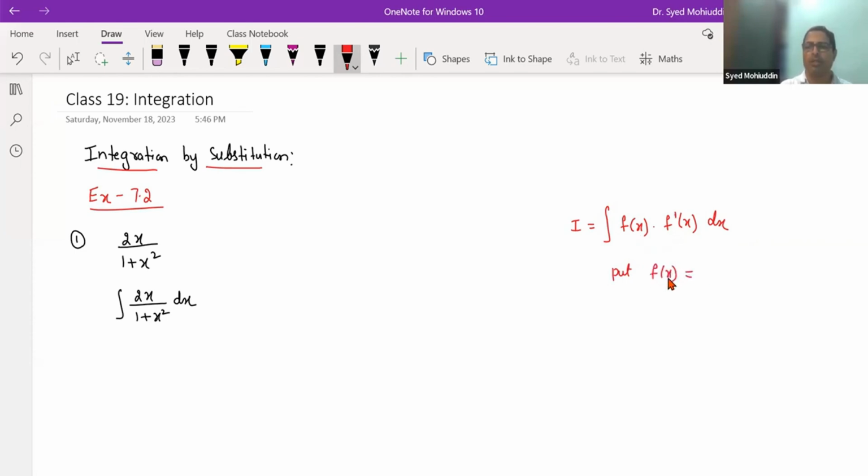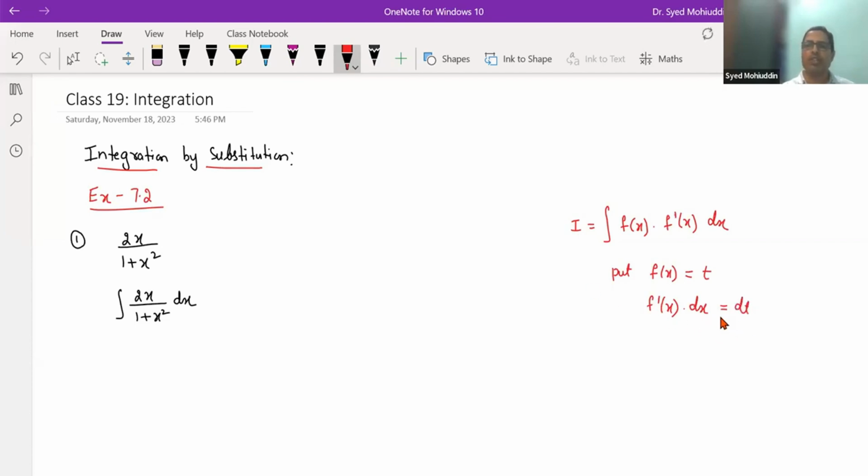You have to substitute this by some variable, say t or u or v, whatever variable. I am using the variable t. So if you're taking f of x to be equal to t, then if you try to differentiate this one, you have to get back that f dash of x value. Differentiation of f of x will be f dash of x into dx, that will be equal to differentiation of t, which will be dt.